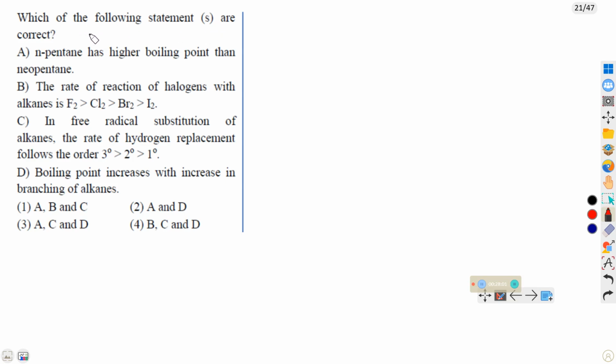Which of the following statements are correct? n-pentane has higher boiling point than neopentane. Correct, because the boiling point is inversely proportional to the number of branches. As the number of branches increases, boiling point decreases. The rate of reaction of halogen with alkane, F2 greater than Cl2 greater than Br2 greater than I2. Correct. In free radical substitution of alkanes, the rate of hydrogen replacement follows the order 3 degree greater than 2 degree greater than 1 degree. Correct. Boiling point increases with increase in branching. Wrong. Boiling point increases with decreasing branching. A, B, C are correct statements.